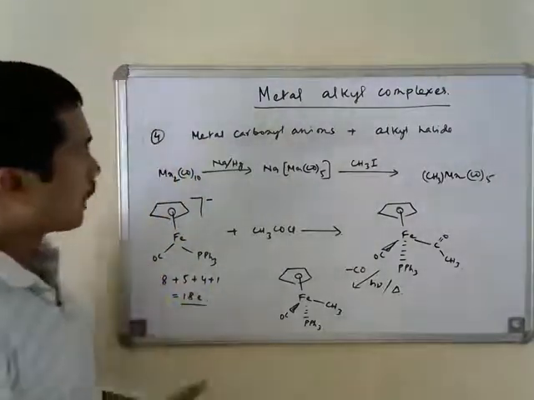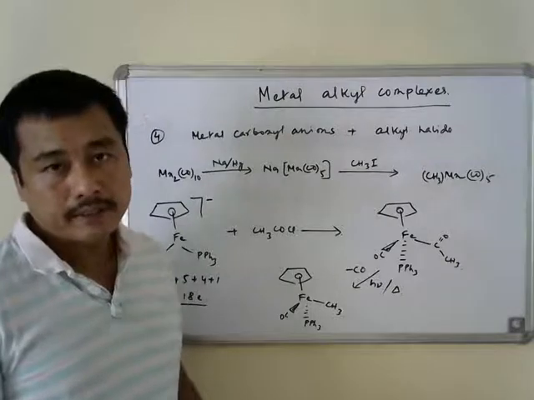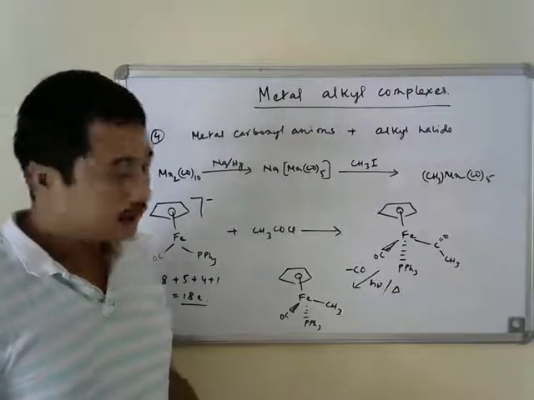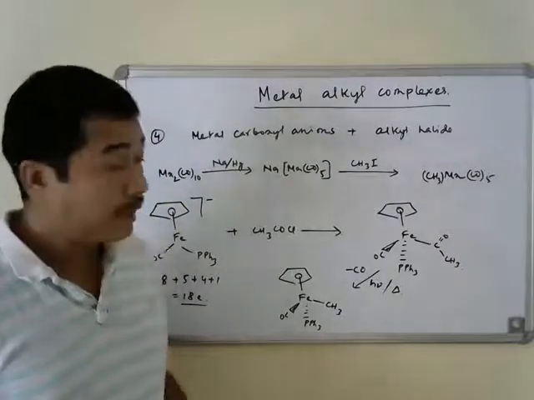So reaction of metal carbonyl anions with both alkyl halides and as well as acyl halides essentially gives us metal alkyl compounds in this way.